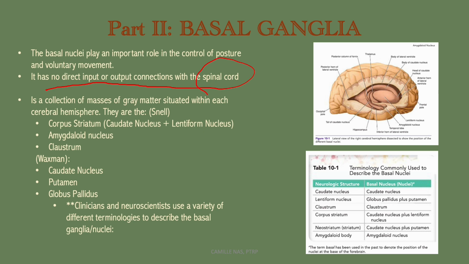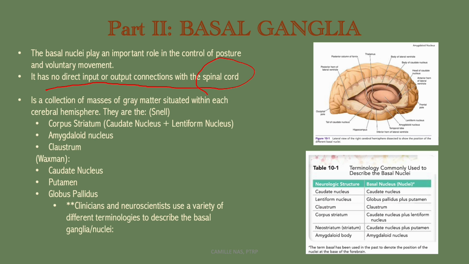Okay, because your cerebellum, right, it has pathways going to the spinal cord. Right? It sends signals to the muscle and joints via your spinal cord. So your basal ganglia, it has no direct input or output. So it can communicate with the muscles via an indirect connection. Okay, so your basal ganglia, it's a collection of masses of gray matter situated again in the cerebral hemisphere.